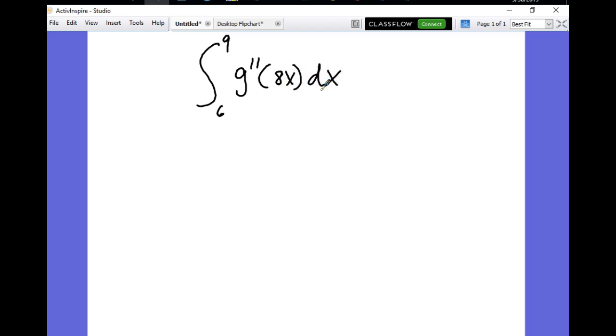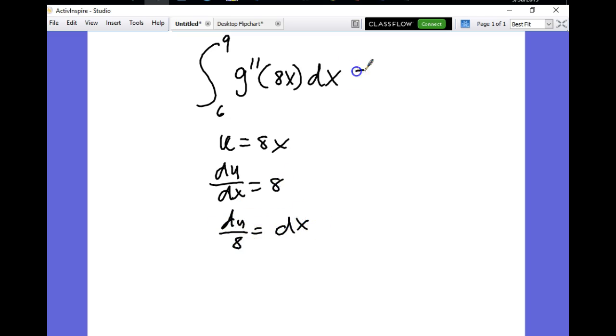All right. Well, what we're going to do is say that u is equal to 8x, which means that du over dx is equal to 8, which means that du over 8 equals dx, right? And so we're going to go back and redefine this. We're going to say g double prime of u, and that's going to be du over 8. And I'll take that 8 out, put it in the front. We also need to find our new limits, and you get that by plugging in your numbers here.